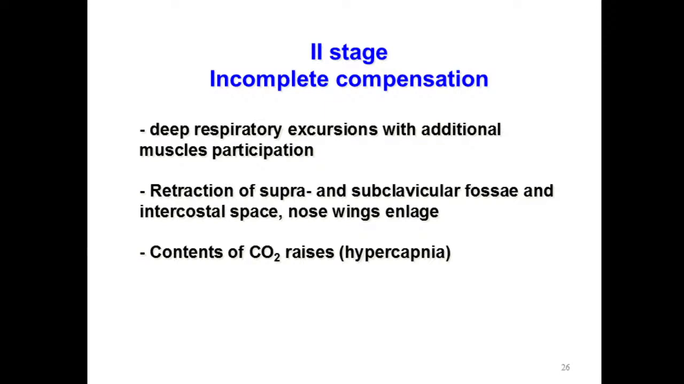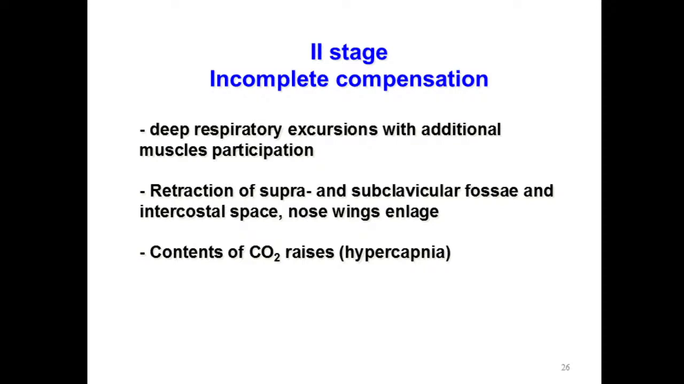So the second stage is the stage of incomplete compensation. At this stage we can see deep respiratory excursion with additional muscle participation, retraction of the supra- and subclavicular fossa and intercostal space, enlarged nose wings. At this stage the content of carbon dioxide rises and the oxygen level in blood begins to decrease.